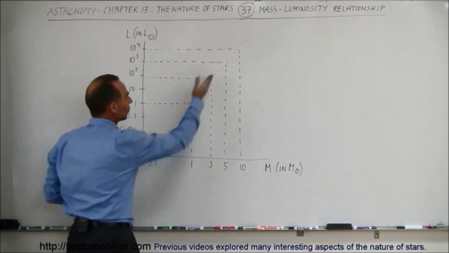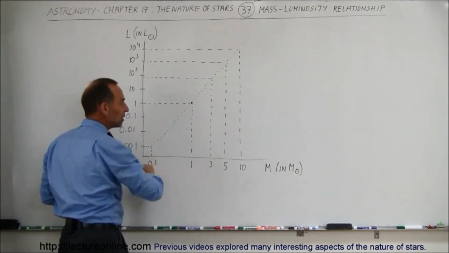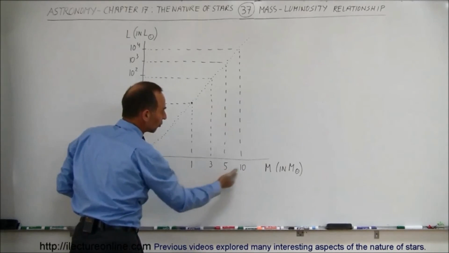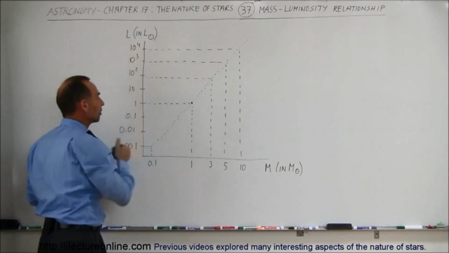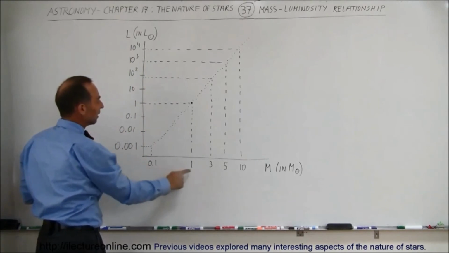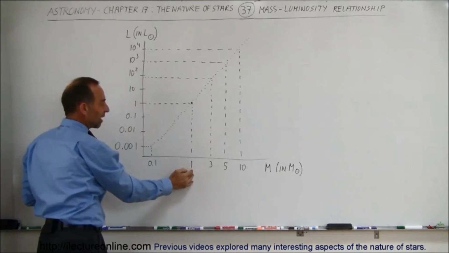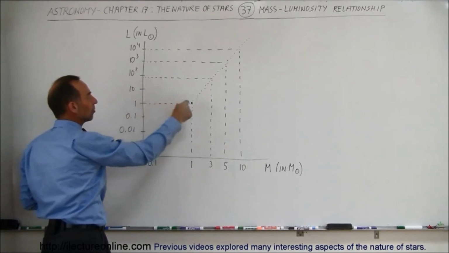that we see this straight line relationship between the mass of stars, and of course you can also see here that this is kind of in a logarithmic scale to some extent, and this is also in logarithmic scale. Notice that if this is the sun, we have 1 times the mass of the sun and 1 times the luminosity of the sun right there.